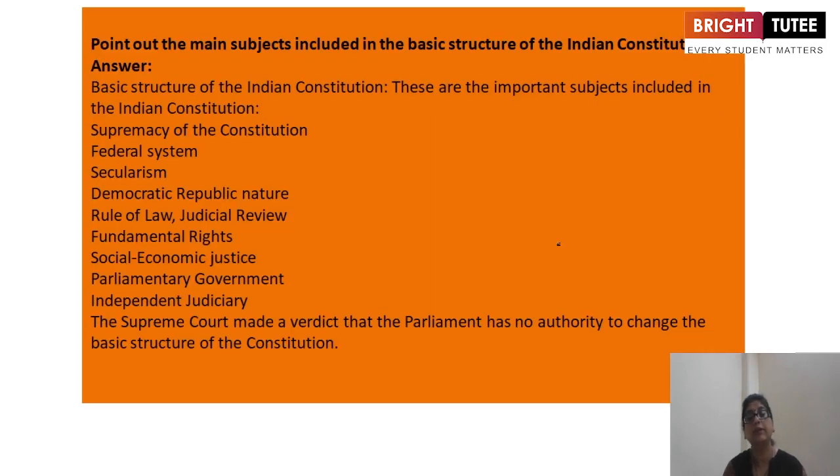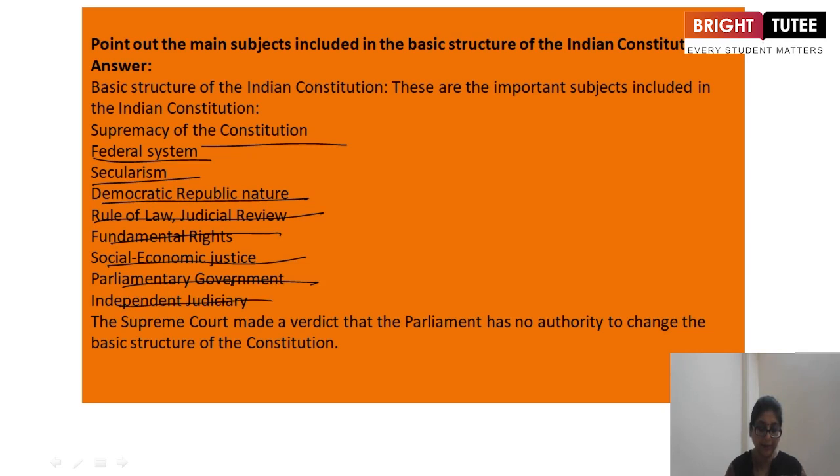Now we are moving towards the end of the chapter with the question: point out the main subjects included in the basic structure of the Indian constitution. These are the important subjects: supremacy of the constitution, federal system, secularism, democratic republic nature, rule of law, judicial review, fundamental rights, social and economic justice, parliamentary government, and independent judiciary. And the Supreme Court gave a verdict that parliament has no authority to change the basic structure of the constitution.